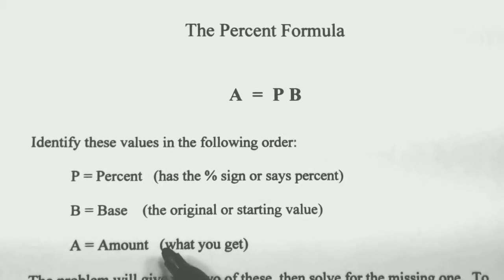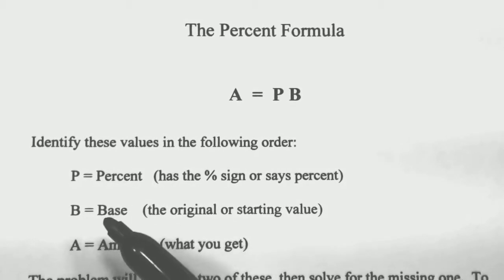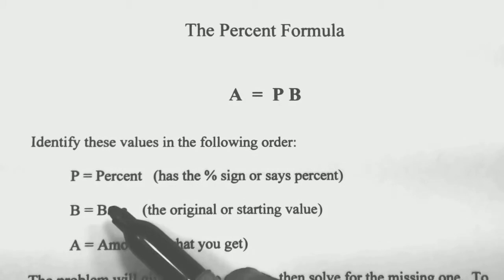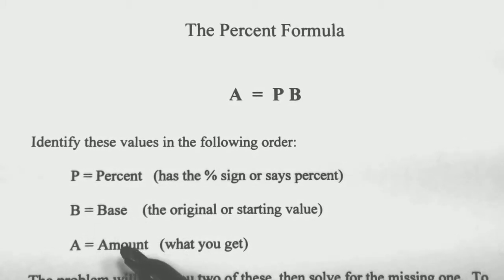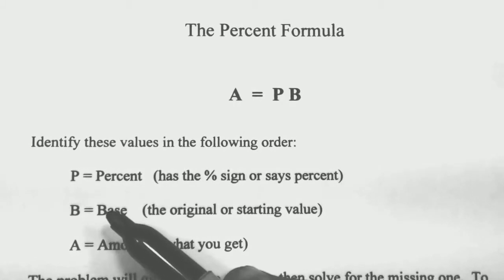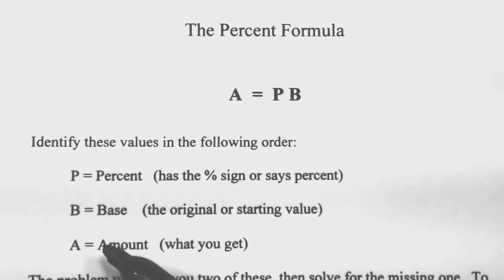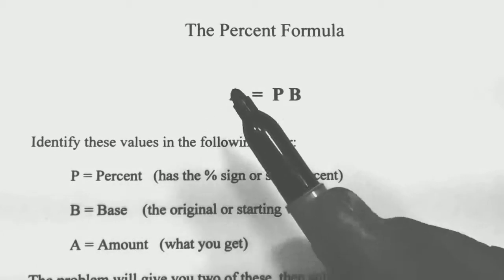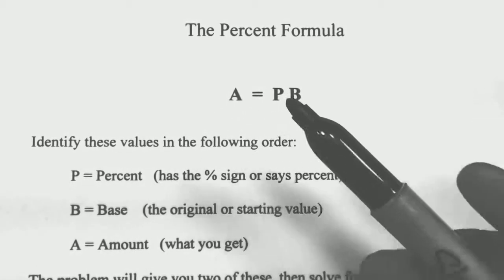By the way, the amount that you get could be more than what you start with or could be less than what you start with. Remember, if you want 200% of the base, that means you get twice of what you started with. If you only want 50% of the base, that means you get half of what you started with. So the A here can be larger or smaller than the base depending on what the percent is.